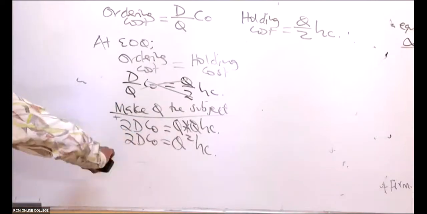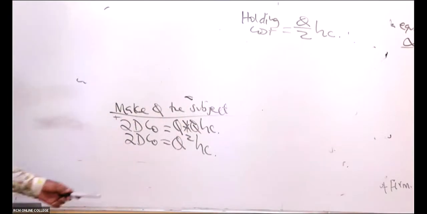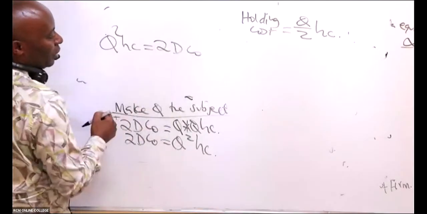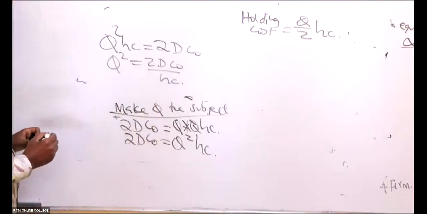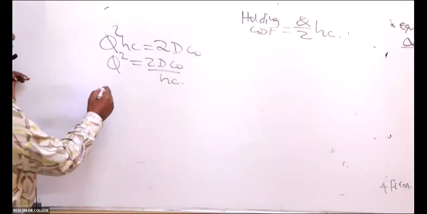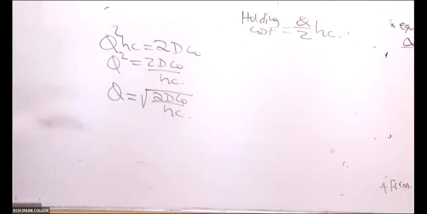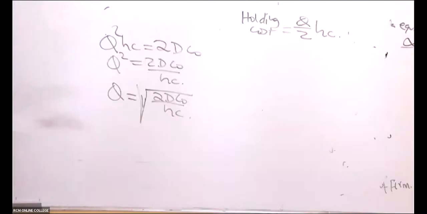So bring this term this side, the other one the other side. Very nice. So if you bring this side, it will be Q squared HC equals 2D. So Q squared will be equal to 2D over what here, somebody? HC. Implying at the end of the day that our Q will be equal to who? Yes, square root of 2D over what here, somebody? HC. So 2D over HC. And remember that this square root is a big one. It's covering everything.